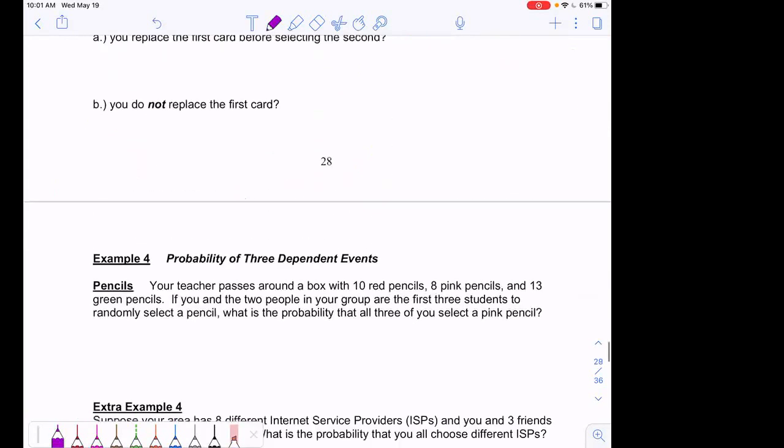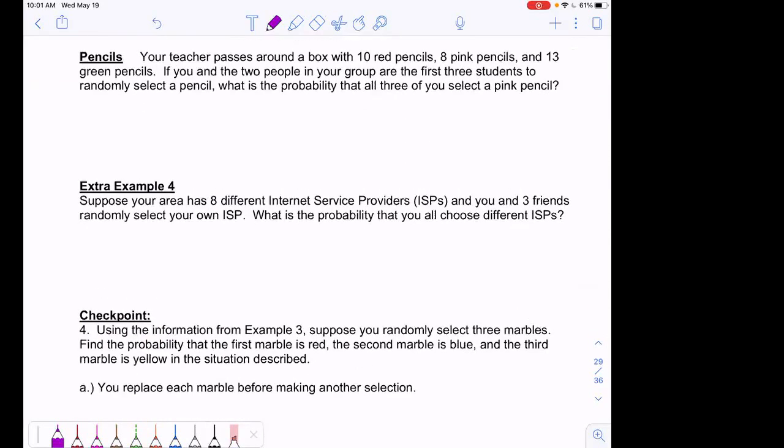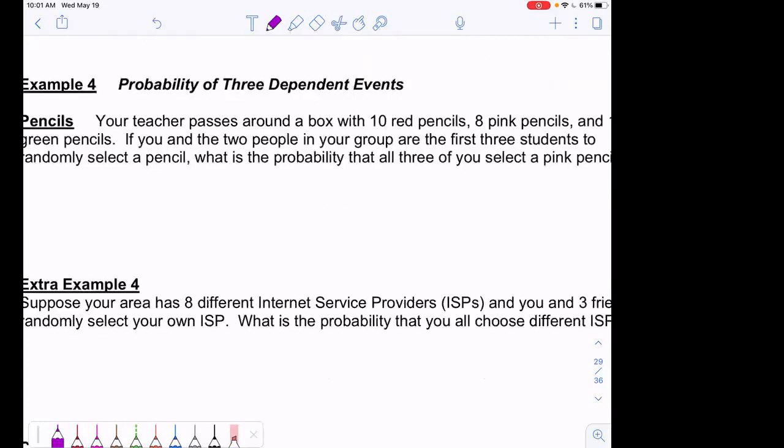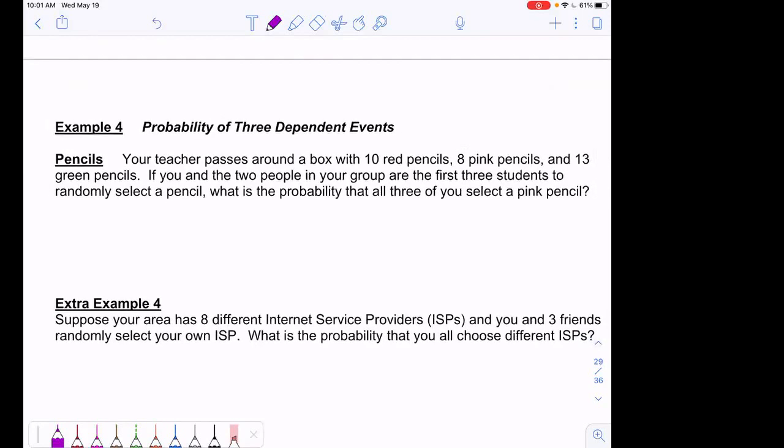All right. I would like you to scroll down and we're going to look at example 4. Talking about pencils. Your teacher passes around a box with 10 red pencils, 8 pink pencils, and 13 green pencils. So we're looking at 10, 8, and 13. So let's get the total first. So Emma, 10, 8, and 13, 31.